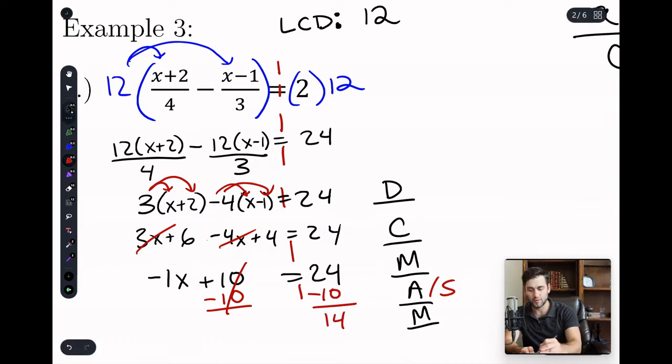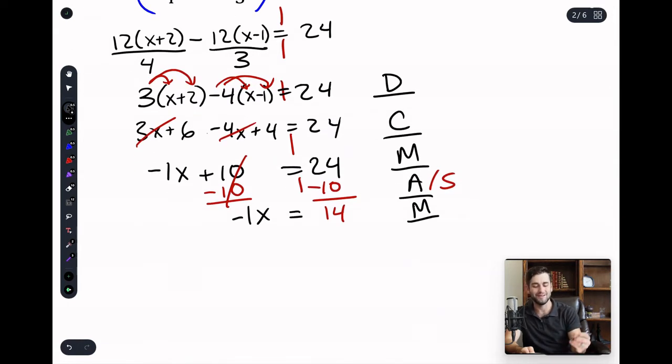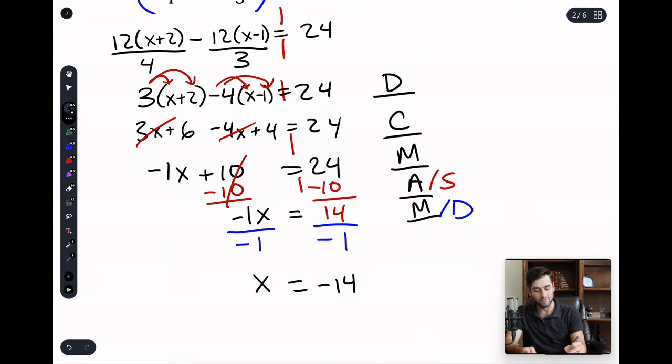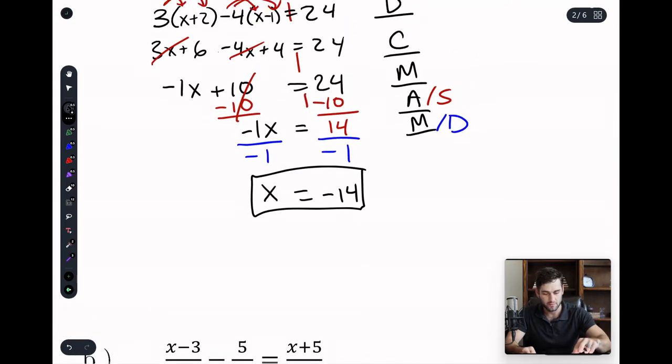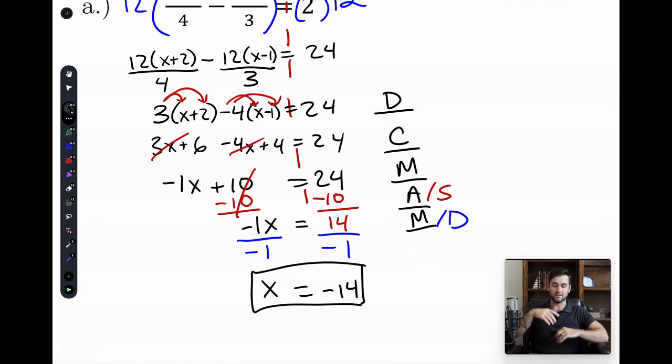Math is hard sometimes. Negative 1x equals 14. Okay, now last step, multiply or divide. In this case, we're going to be dividing. Boom, boom, boom. And we are left with x equals negative 14. Not too crazy? All right. Oh, sorry about that. Went too fast. x equals negative 14.